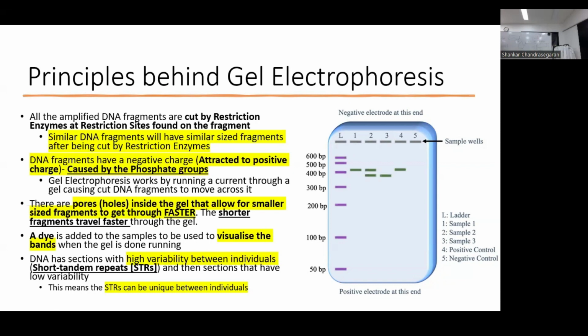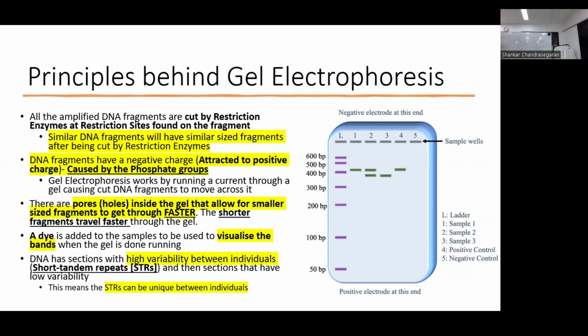So something like 50 base pairs will always be able to get through much quicker compared to something like 600 base pairs. Because in terms of size, 600 is going to be much bigger compared to 50. So 50 can easily get through all the pores, whereas 600 will take a longer time. The key word here is that it'll take a longer time.